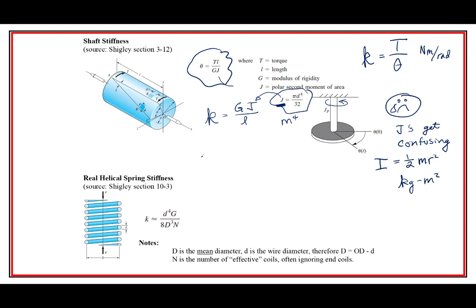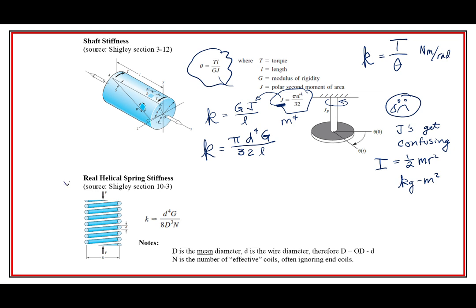But we can replace that here for the K, and this is the stiffness here. So we're going to go pi d to the fourth G over 32L. Remembering that that is only for a circular cross section, but that's not that big of a deal because we almost always deal with circular cross sections.